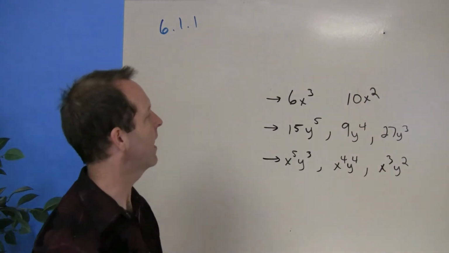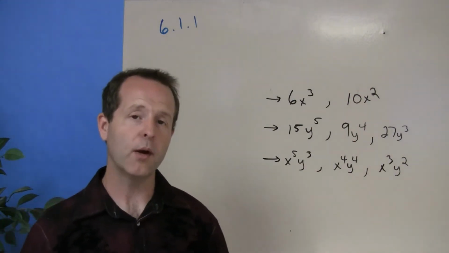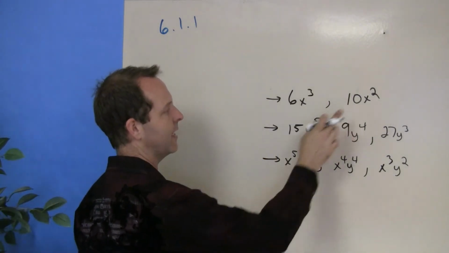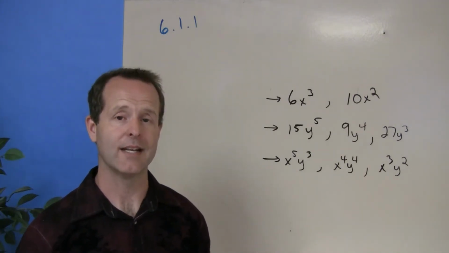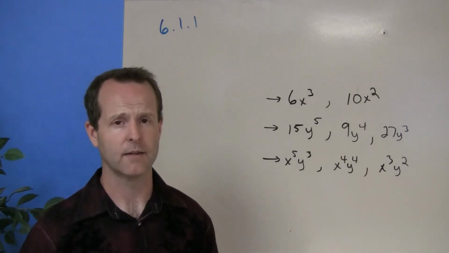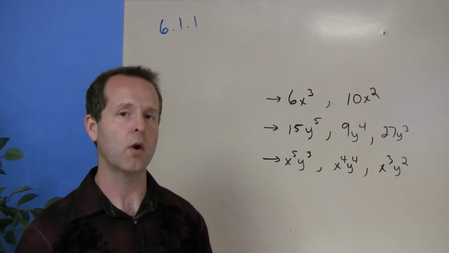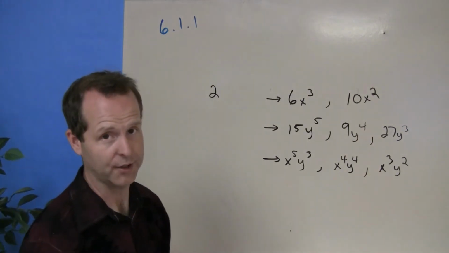So I have three different sets up here. In this first set, I have 6x cubed and 10x squared. To find out what the greatest common factor is, let's look first at the coefficients of 6 and 10. I want to figure out what number goes into both the 6 and the 10, but it's the greatest number that I can find. 2 goes into the 6, and 2 goes into the 10, and there's no other number that's higher. So I know that 2 is part of my greatest common factor.